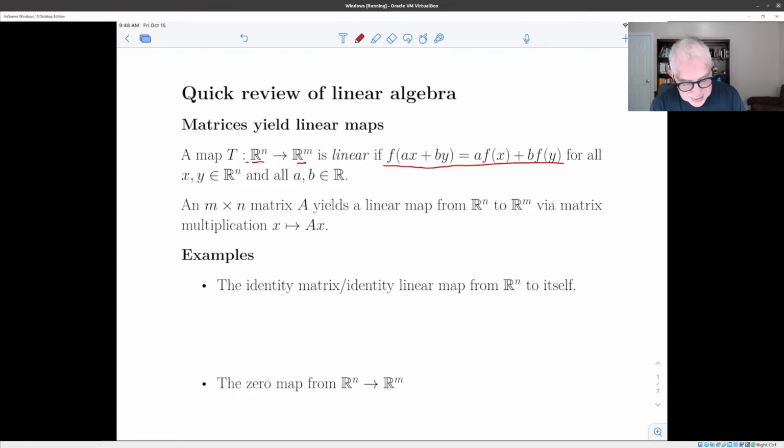Just as a side remark, this property that f of x plus y equals f of x plus f of y should look familiar. It says that if you just think about Rn and Rm as additive groups, a linear map is a homomorphism. But it has this additional property that if you have a scalar and you multiply an element by a scalar, you can pull out the scalar. So in some sense, a linear map is a group homomorphism plus a little bit extra. And if you've learned about vector spaces, a vector space is an abelian group with some extra structure.